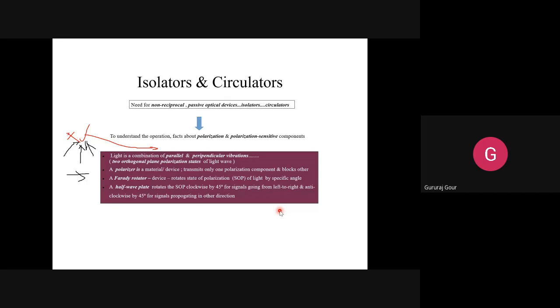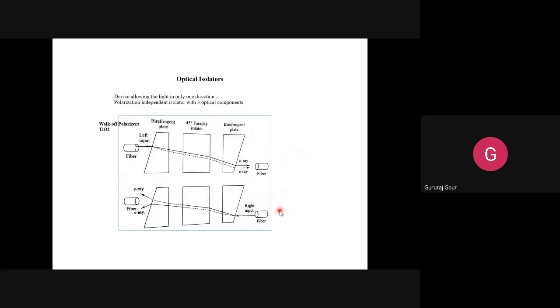Okay. So let us see the next one, the optical isolators, devices which allow the light in only one direction. That is what we mean by non-reciprocating devices. A polarization independent isolator has three optical components, which you can see here. If you look into this figure, one is the walk-off polarizers.